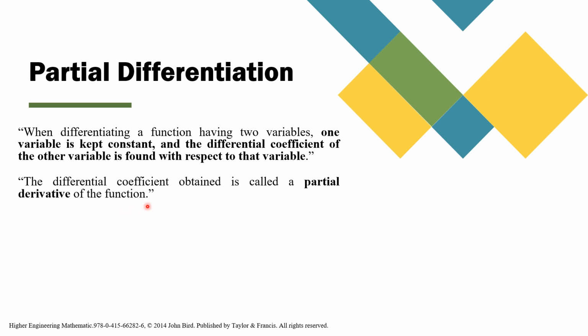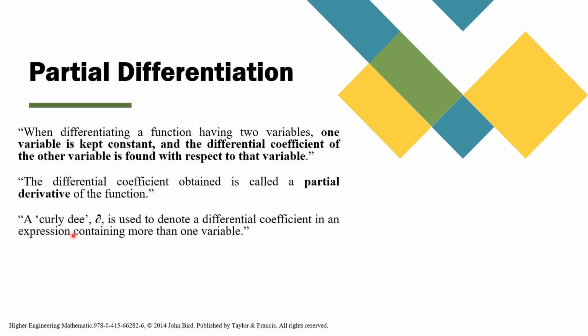In this partial derivative, a curly d is used to denote a differential coefficient in an expression containing more than one variable. So we take the partial derivative by keeping one variable constant in a function having two or more variables. So let's have an example.